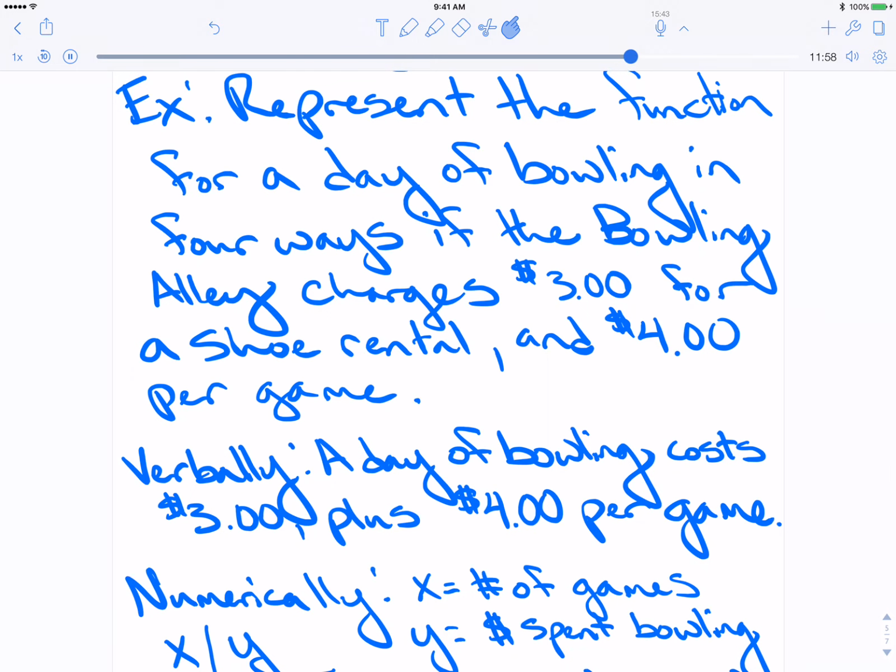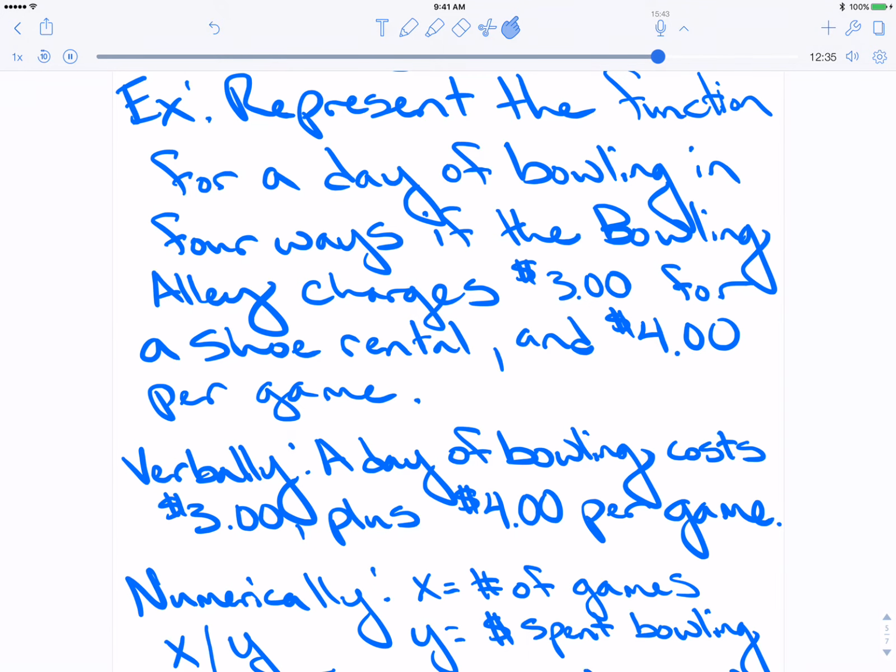Let's represent the function for a day of bowling in 4 ways. If the bowling alley charges $3 for a shoe rental and $4 per game, assume that the shoe rental is mandatory and that you're not bringing your own shoes to play. So if we were to describe this verbally, you would say something like, a day of bowling costs $3 plus $4 per game, right? That is a verbal description of what the function will ultimately say. And it doesn't say exactly what was in the prompt. It's rephrasing it to show that you understand what the prompt said.